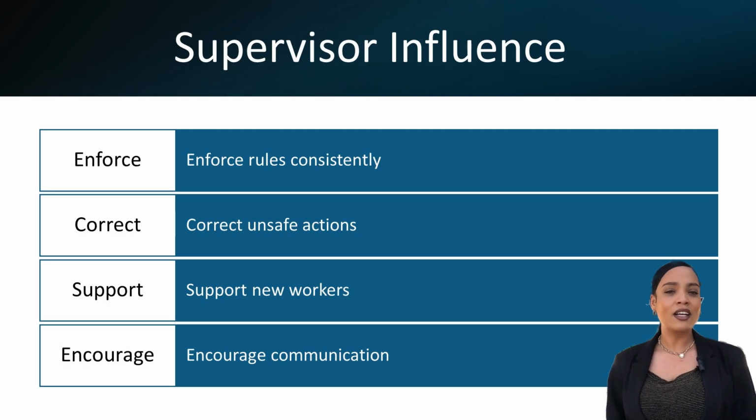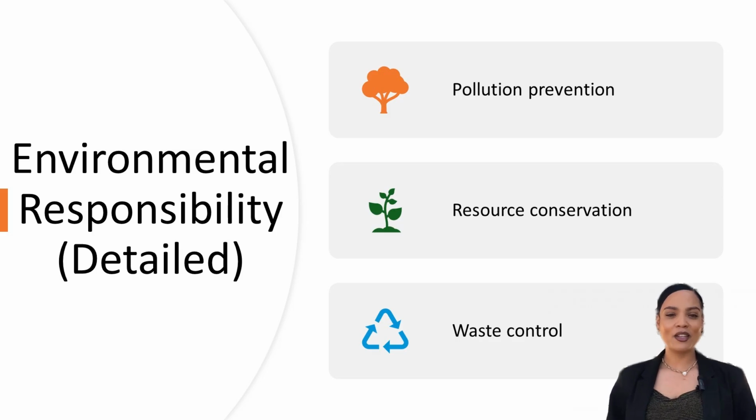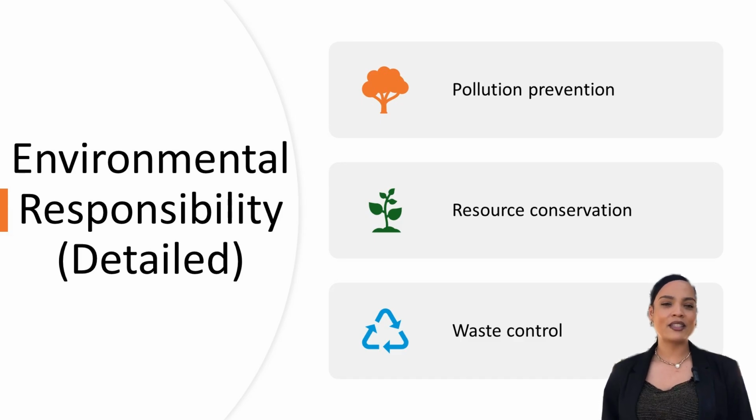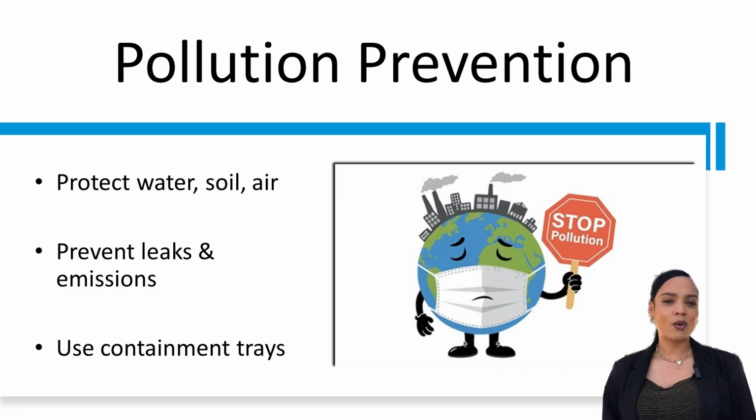With culture established, we now explore your environmental responsibilities. Environmental responsibility requires supervisors to prevent harm to the environment through daily production activities. Now let's take a look at pollution prevention. This includes preventing contamination of water and soil. Examples include preventing chemical leaks, managing emissions, ensuring no waste enters drains, and using containment trays. Pollution can cause legal penalties and long-term environmental damage. Supervisors must ensure correct storage, handling, and spill control.